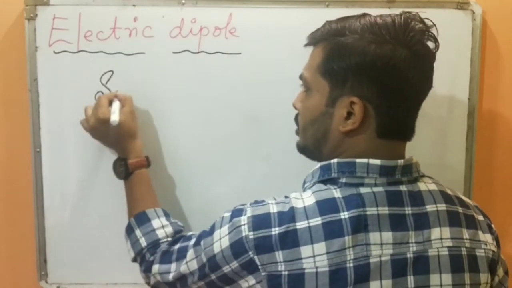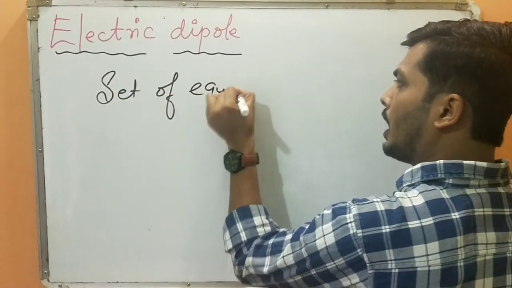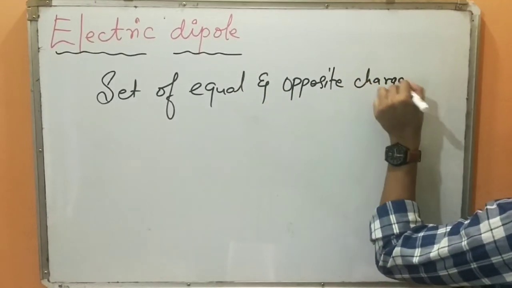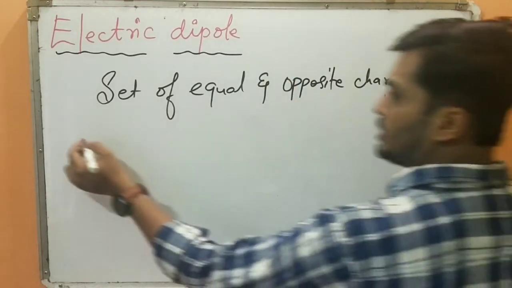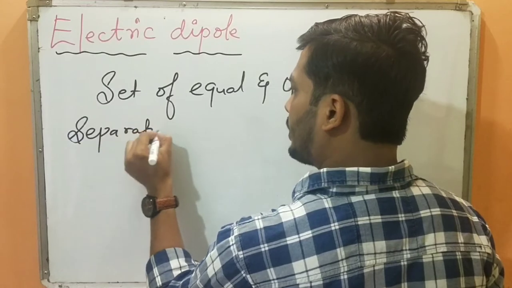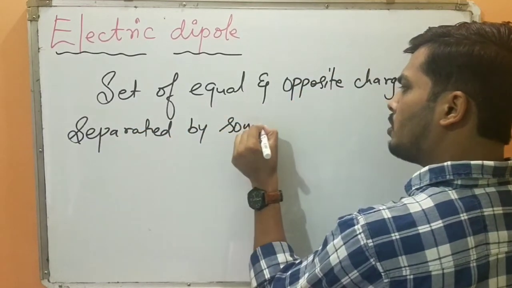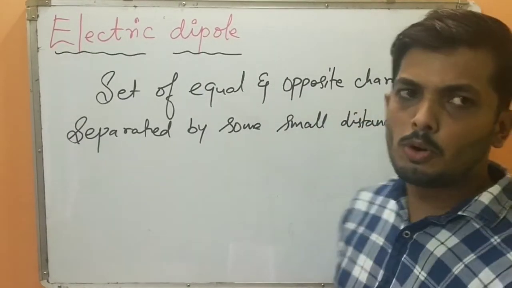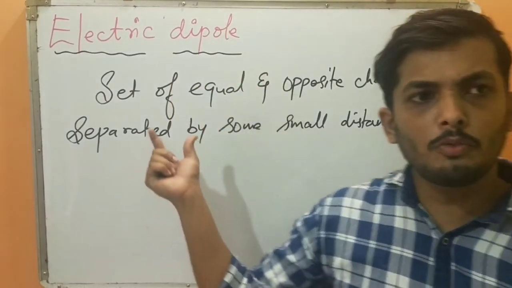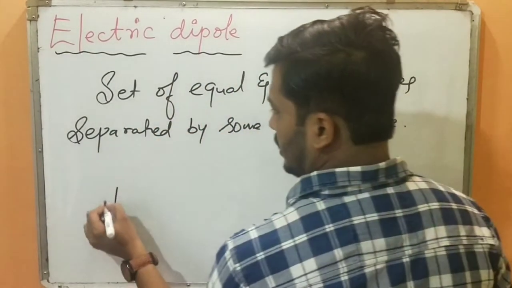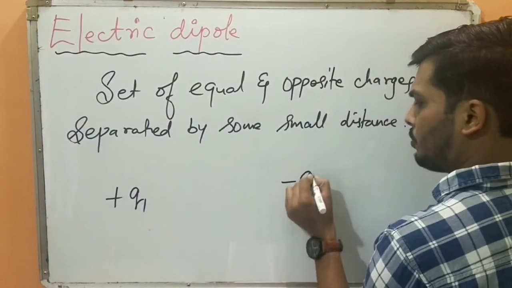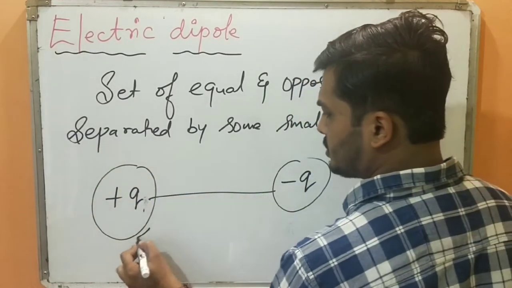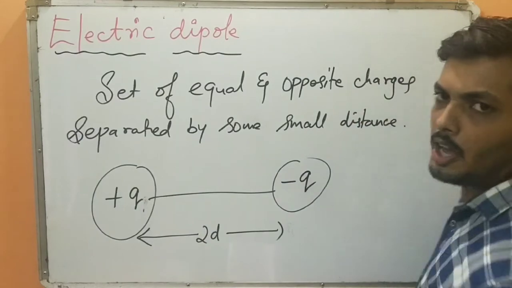It is nothing but a set of equal and opposite charges, which I would also call point charges, separated by some small distance. So an electric dipole is nothing but a set of two equal and opposite charges, plus q and minus q, separated by a certain distance.